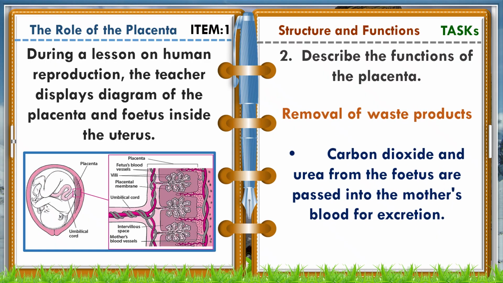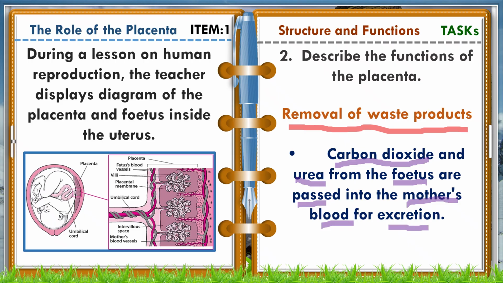Then we have another function. Another function is the removal of waste products. Now, the waste products that we are talking about here are carbon dioxide and urea. These are coming from the fetus. They are passed into the mother's blood for excretion.